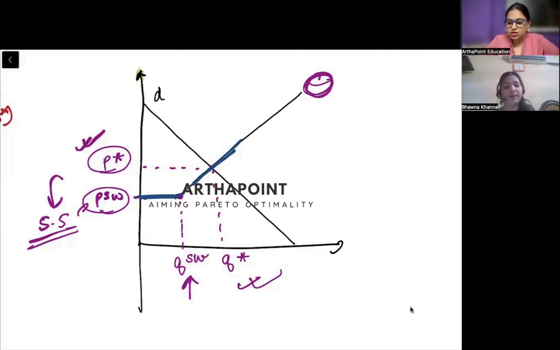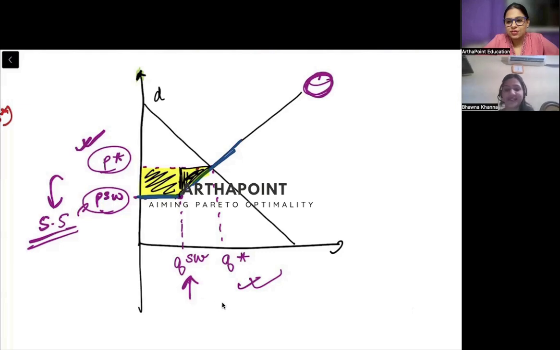So the producer surplus is anything below the price and above the supply curve. It comes out to be this area. Of course, either you can use the formula of a parallelogram, or you can divide this into the area of a rectangle plus the area of a triangle. So this would be your producer surplus. Right? Understood. And how about the third part?